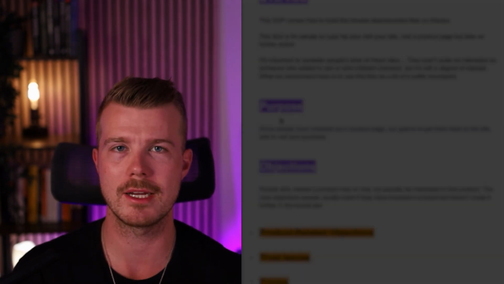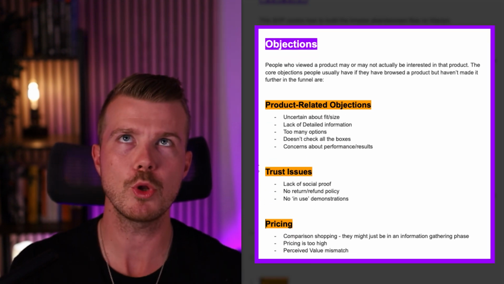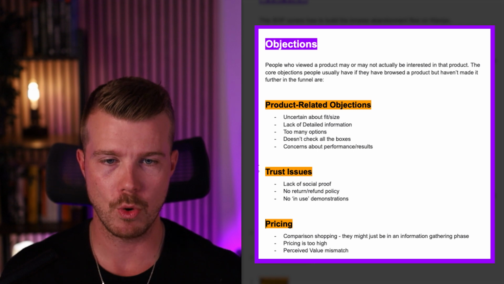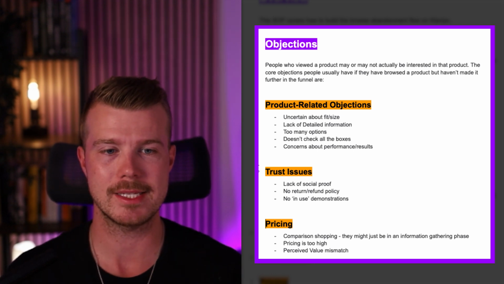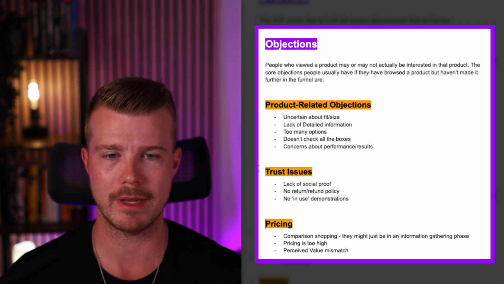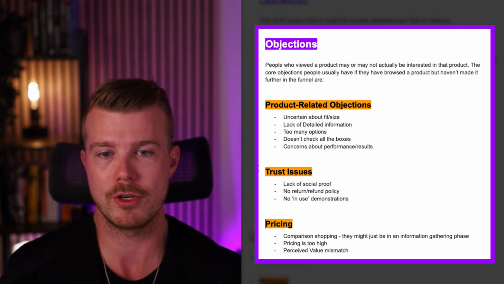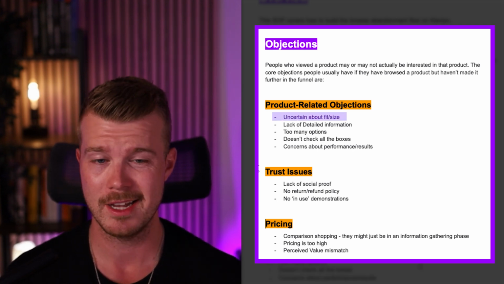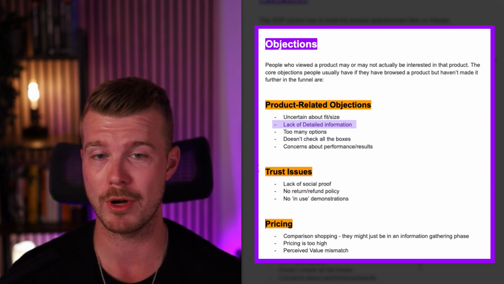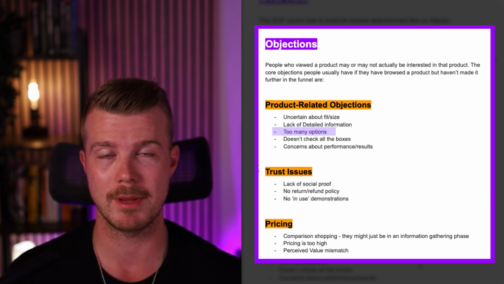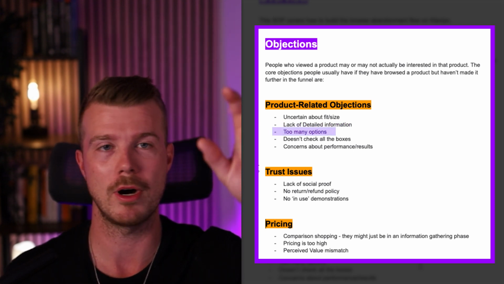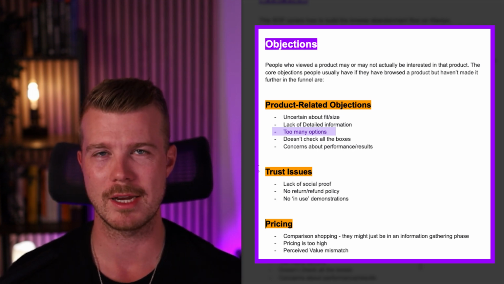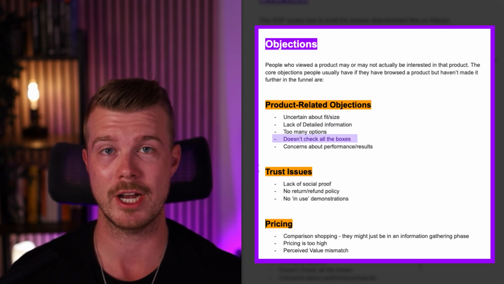Okay, so shifting gears here into objections. People who viewed a certain product may or may not actually be interested in the product. The core objections that people have at this stage in the funnel is that they might have a product related objection. They may not even be interested in the product. They might be uncertain about the product fit or the size. Could be there's a lack of detail on your product page. Maybe there's too many options. Maybe you have a single product and then there's a ton of different options and customizations available. It can create decision fatigue if it doesn't check all the boxes for someone.